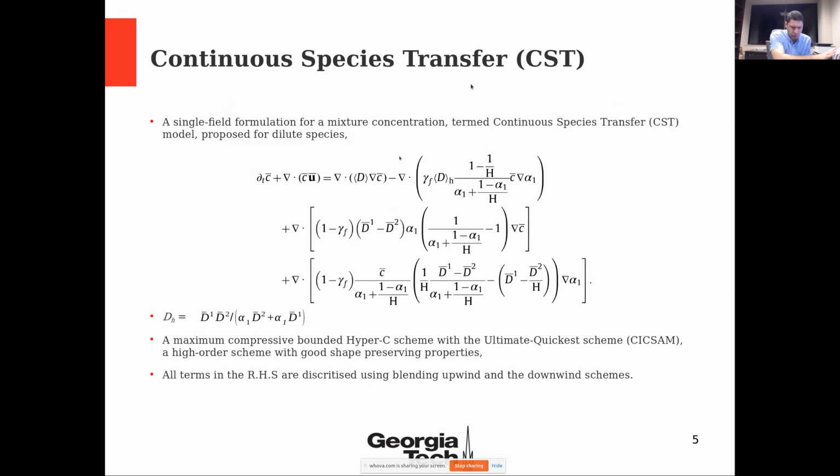The model is proposed by Dieter Bothe and Holger Marschall, University of Darmstadt. Dr. Marschall actually kindly provided the code, but the later version of the code was in OpenFOAM 4. I couldn't use it, so I started writing the code from scratch. This technique, this continuous species transfer model, they worked for about a decade to propose it, and that's really great work.